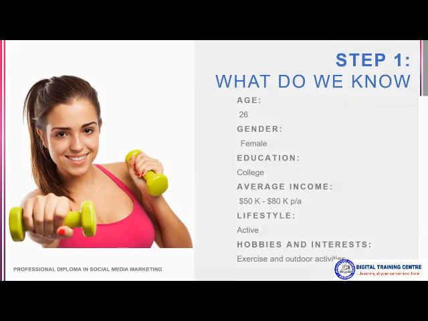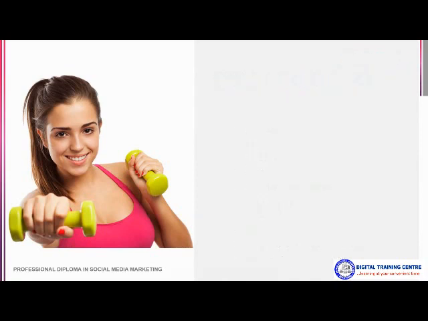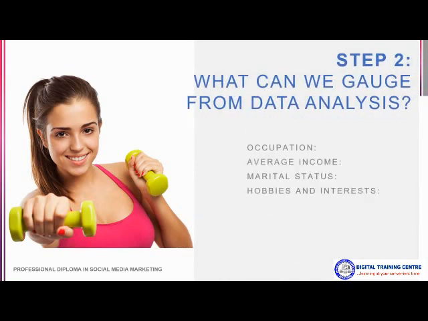Once we've filled in the information that we do know, we can then build upon that with data analysis. So what exactly can we gauge from our data analysis? We can confirm her occupation. We can get more information about her average income. We can look at her marital status, expand on her hobbies and interests, as well as identify the specific platforms as well as devices that this persona uses.